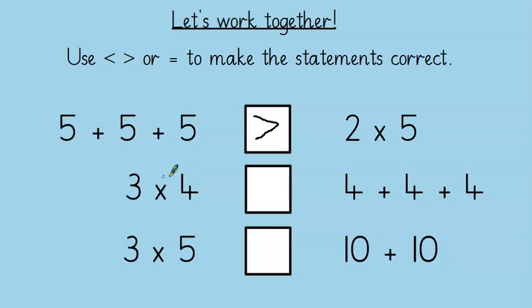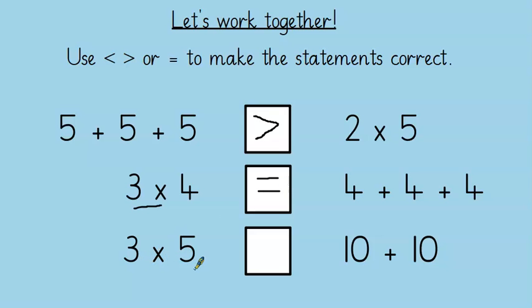Okay, let's see if this is more than, less than, or equal to this side. What do you think? Have a look yourself. Okay, so 3 times 4 is the same as 4 3 times, isn't it? 3 times 4. And here I've got 4 add 4 add 4. So I've actually got 4 3 times. That means it's the same. Well done.